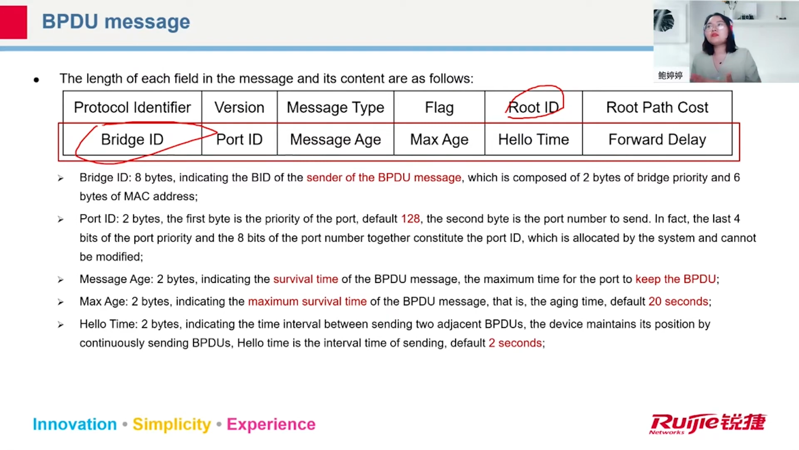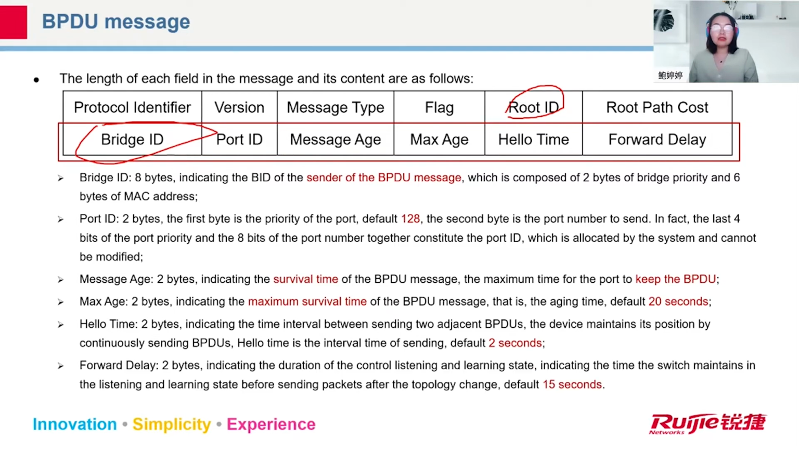Once the other switch receives the BPDU, it will wait. If over some time I do not receive this BPDU, I will think my upper layer switch is broken, so I will do the calculation again. So these are the timers. The max age is 20 seconds, and the forwarding delay is 15 seconds. So in what scenario will this message age be used? Later, I will show you an example for you to understand better.